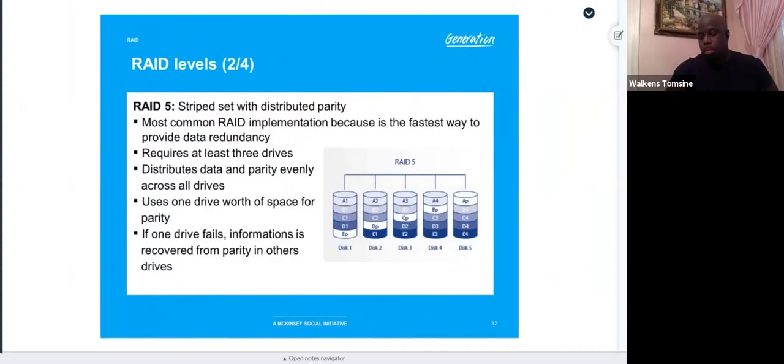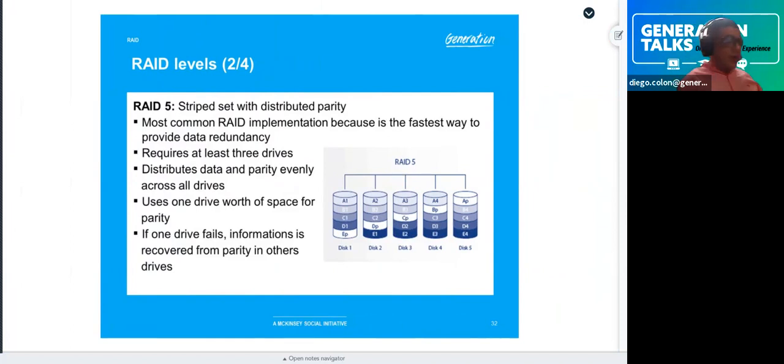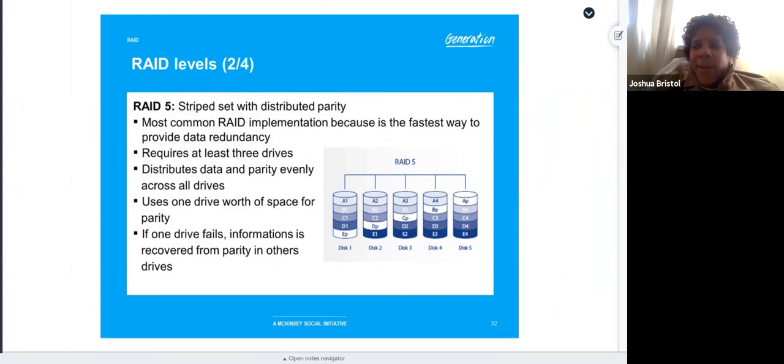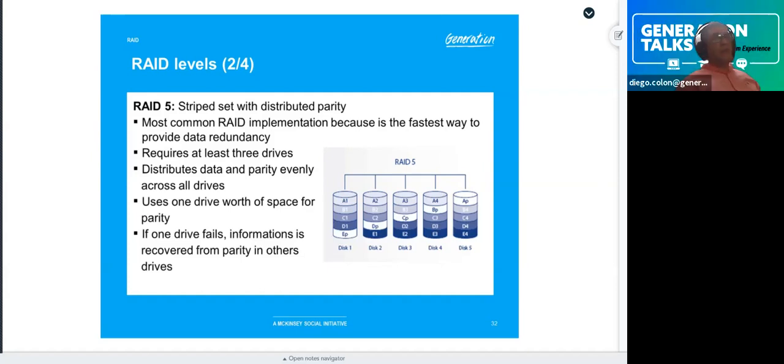RAID 5. It is using the striping set just like we saw in RAID 0, right? The variance is that it uses the technology of distributing an actual parity bit. Anyone remember what the parity bit is? Yes, it's a bit that can detect errors but not correct them at the end of a string of 8 ones and zeros. That is true for memory itself. I would have to agree with you when it comes to memory.